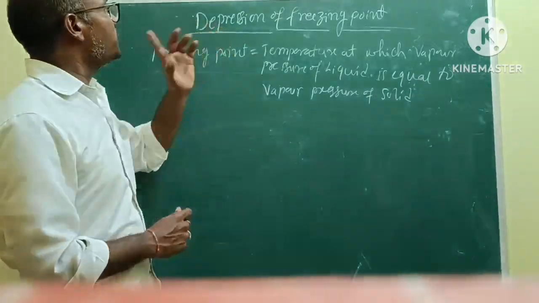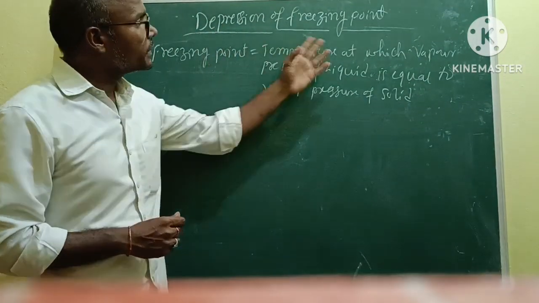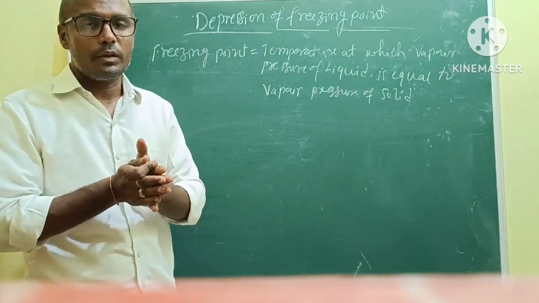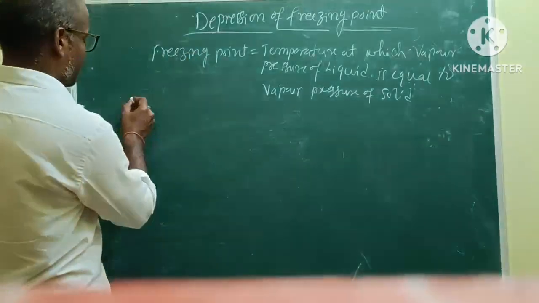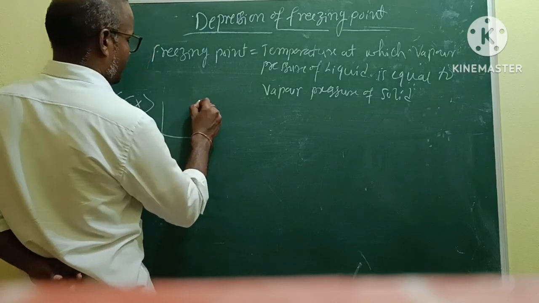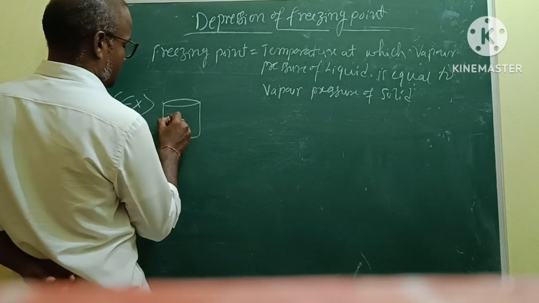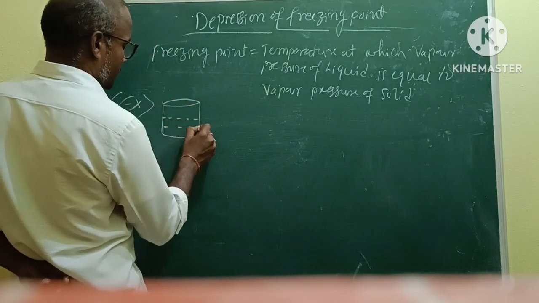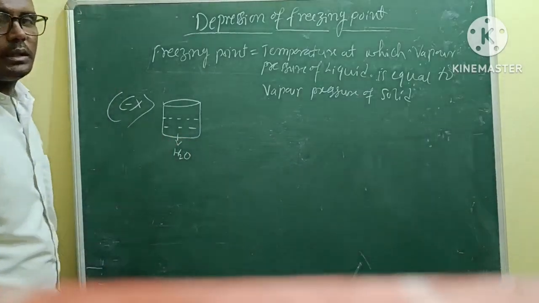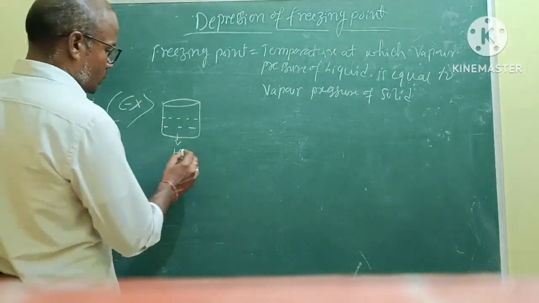Understand? So what is the meaning of depression? Depression of the freezing point means the freezing point decreases. Look at one example here. If we have used a liquid component here, that is H2O, the H2O particles are there.